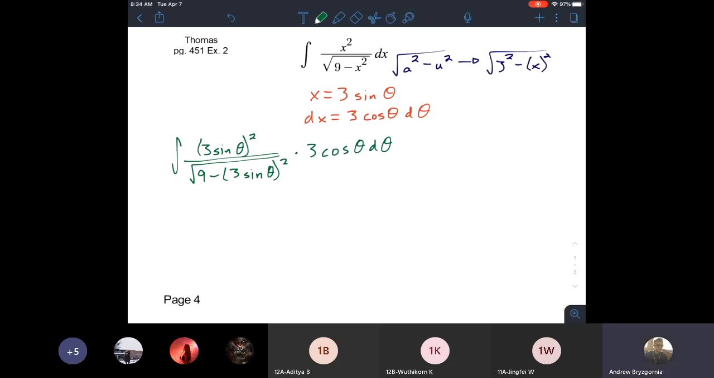Okay, and what we're going to do now is we're going to start doing a lot of simplifying. So we're going to get 9 sine squared on top. Down at the bottom, 9 minus 9 sine squared theta. And then we still got the part here at the end.